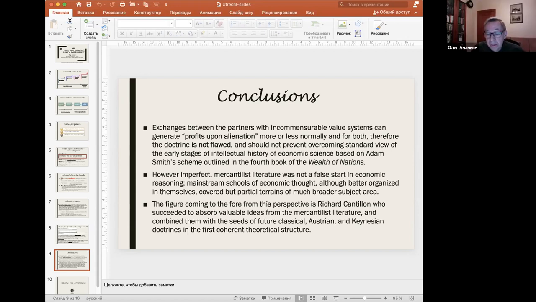Well, you see, there is an idea in mercantilistic literature, as I said, of this type. But at the same time, there is a quite opposite idea that actually wealth is gained by trade at the same time.